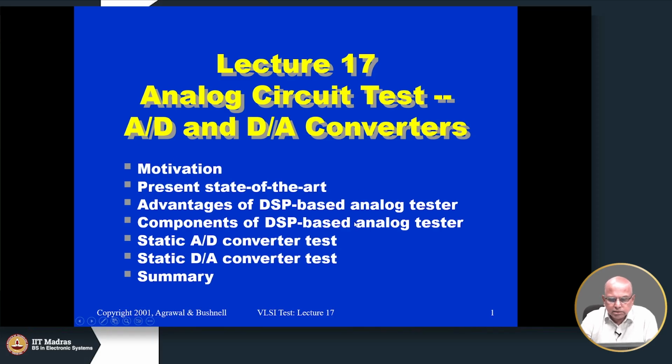So, analog circuit testing, A to D and D to A converters. There are many analog parts. We have operational amplifiers, we have comparators, analog comparators. Once you have op amps, you can build other things like oscillators, filters, analog filters.